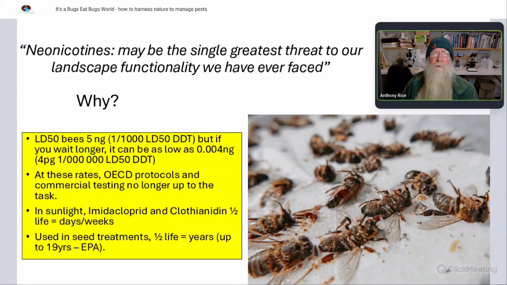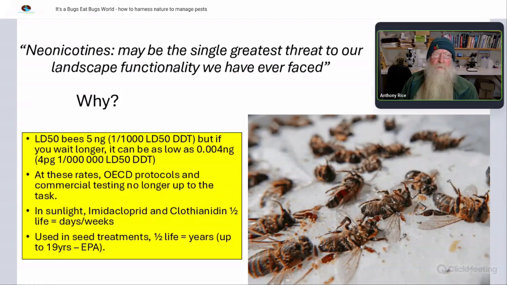It goes to show just how toxic they are, but if you wait longer than that, it can be as low as 4/1000ths of a nanogram, which is called a picogram, 4 picograms, which is 1/1,000,000th of the LD50 for DDT in bees. It shows just how toxic they are. So at these rates, OECD protocols, and I don't know why they're the holder of these protocols, but they are, and these protocols dictate, and they're a resource for governments, universities, students and chemical companies, a common protocol used to test lethality and toxicity of insecticides. At the moment, the protocols don't expand over the number of days it takes for neonicotinoids to kill bees. So our testing is not up to speed anymore.